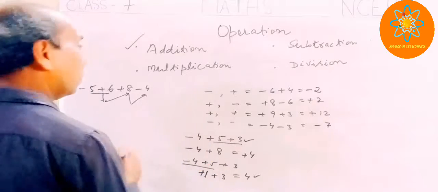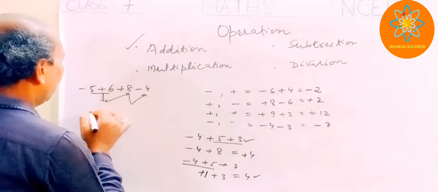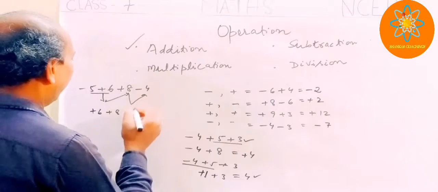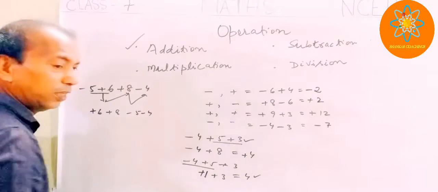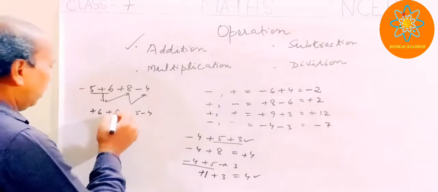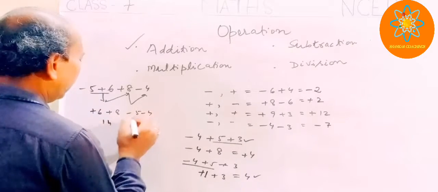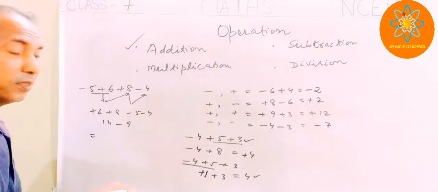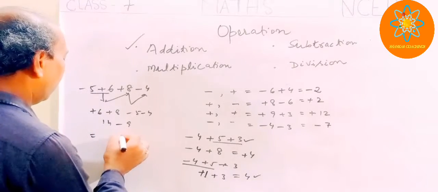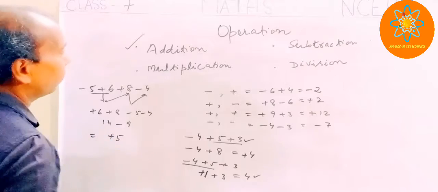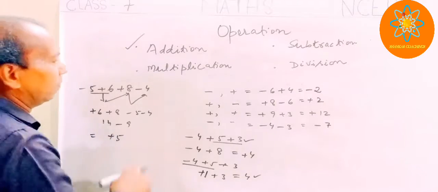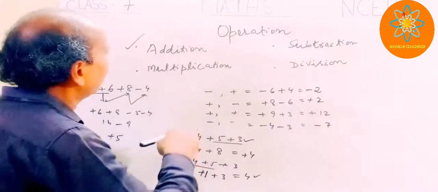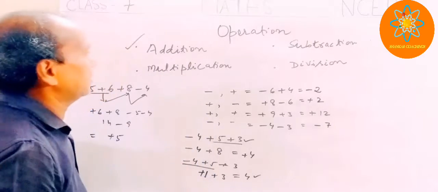Or I can do it in this way also. Suppose plus 6 is there, plus 8 is there, then -5, -4. In this way also I can do it. 8 plus 6 is 14, minus 9. I will take the difference, which is 5. Positive is greater, so plus 5. So this is the way in which we can add the integers.